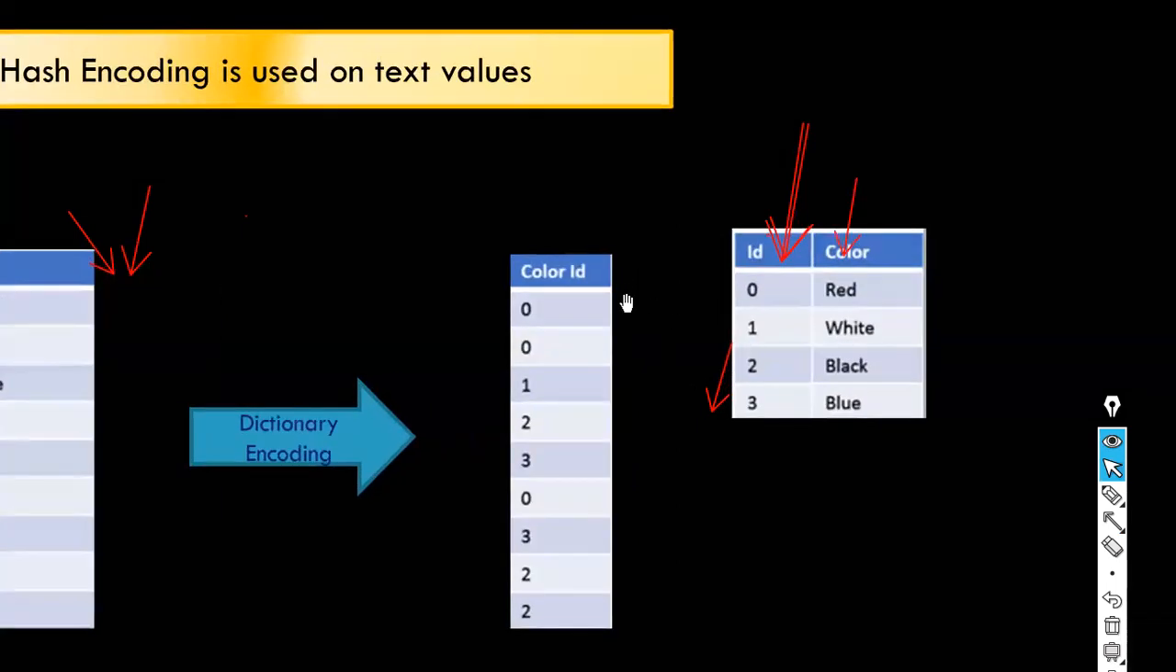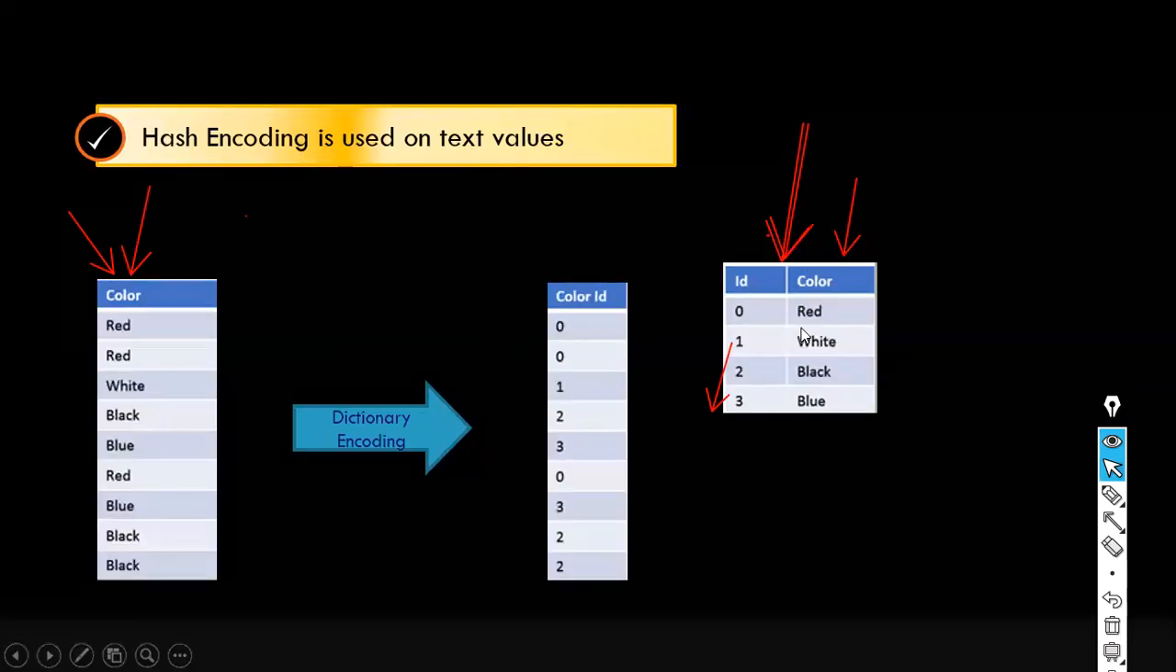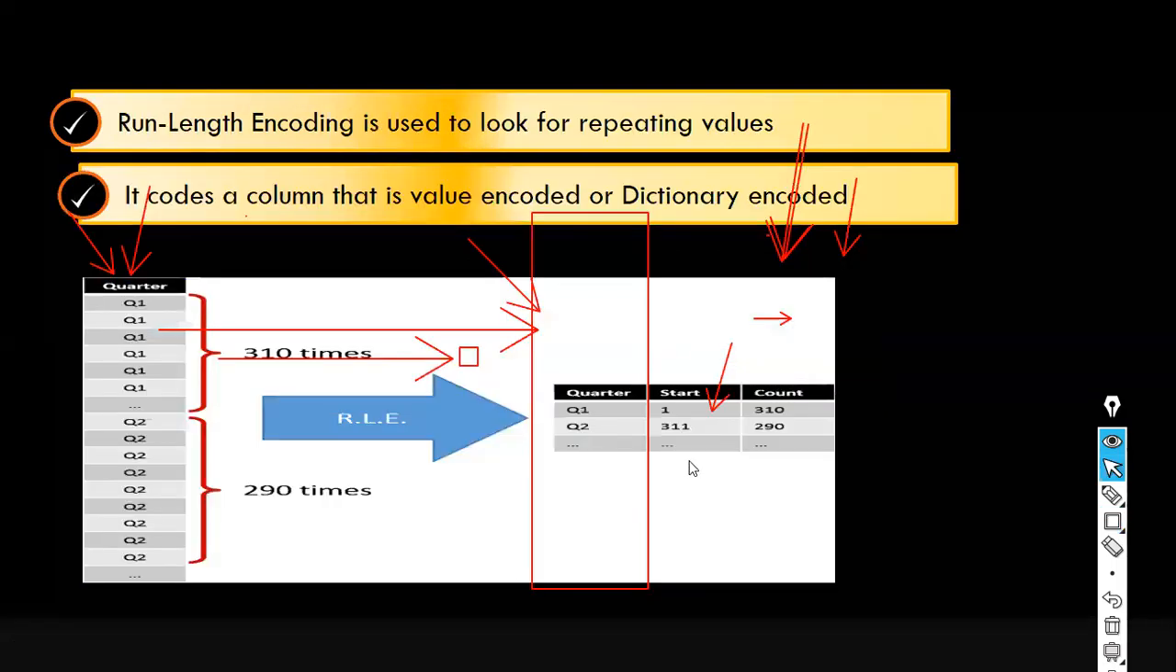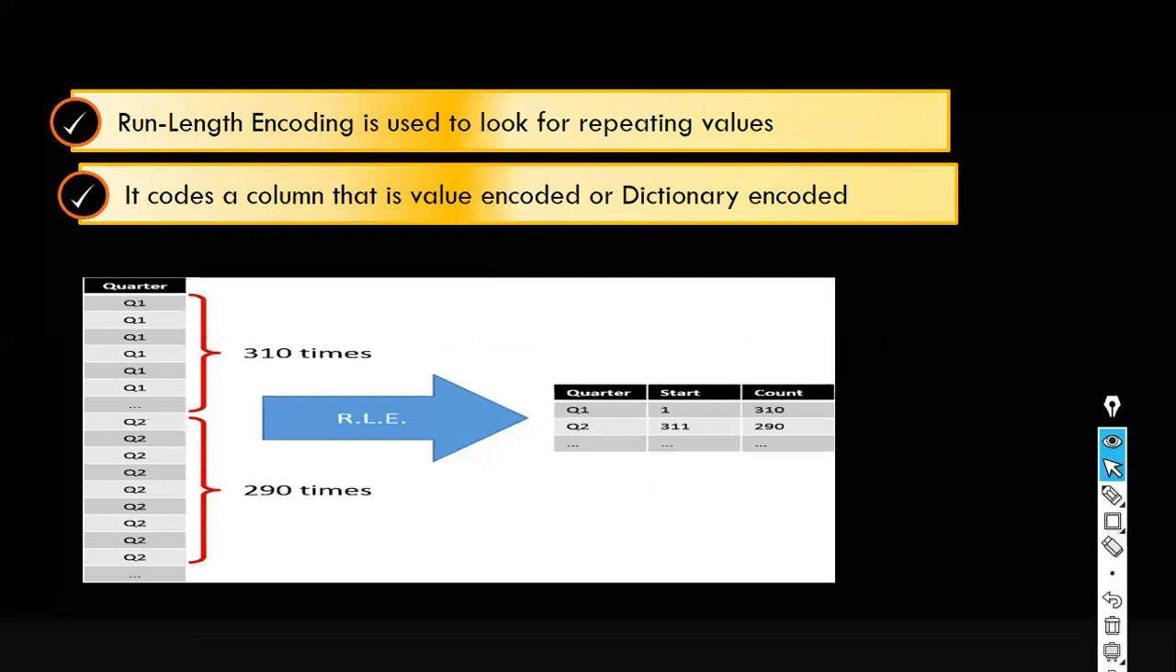So black is 2. Okay. So it simply replaces the text value by the index values. That is what is happening. Red is 0. Look here, 2 red is there, 2 0 is there. And if you see net, the size of this one is pretty small, right? In this case also, you can see a lot of space. It automatically saves this space using this dictionary encoding.